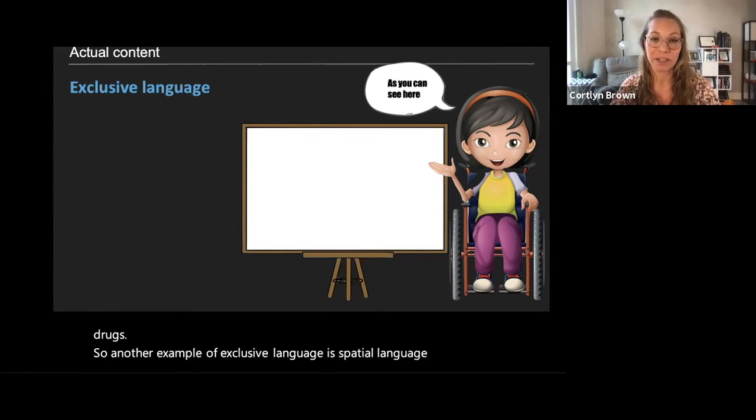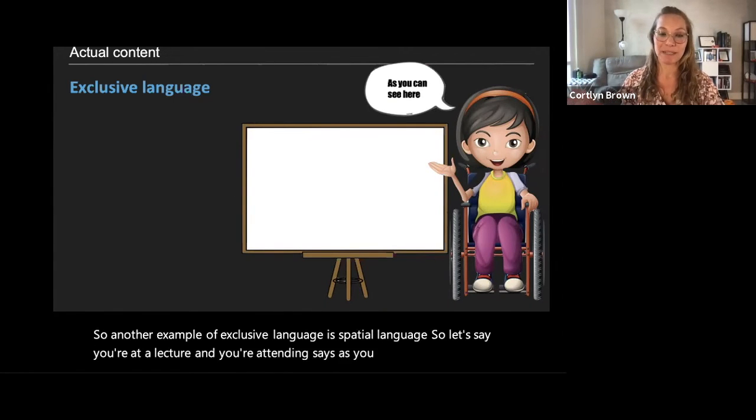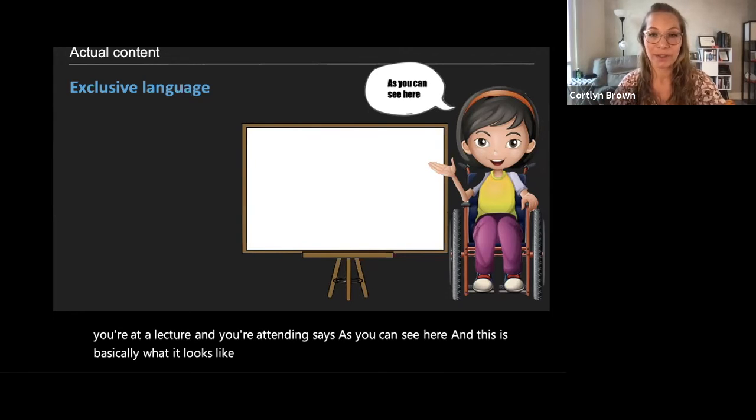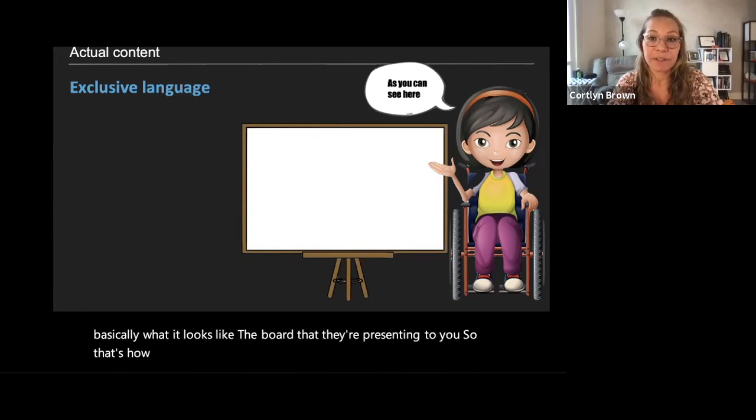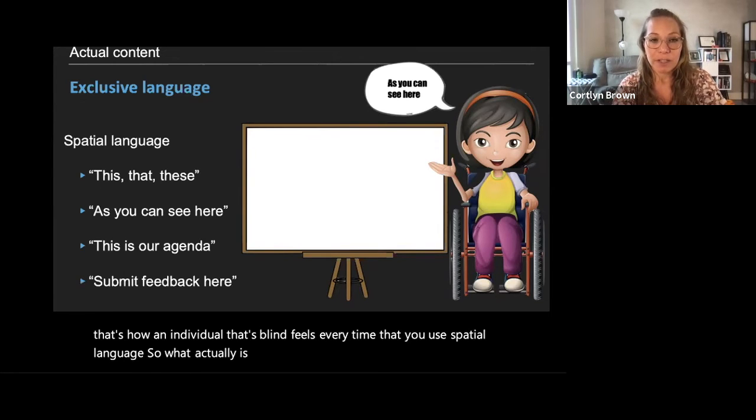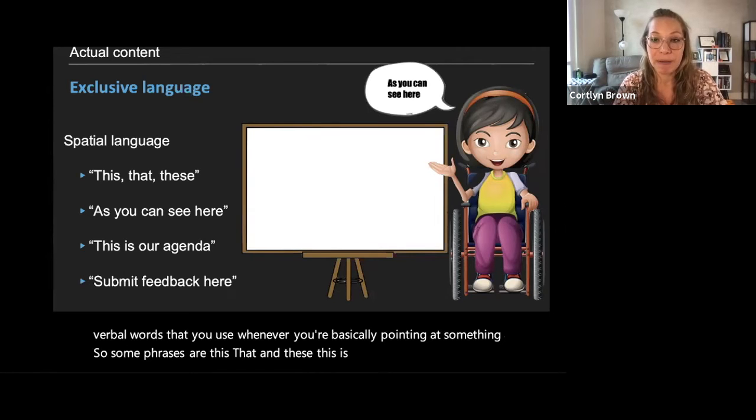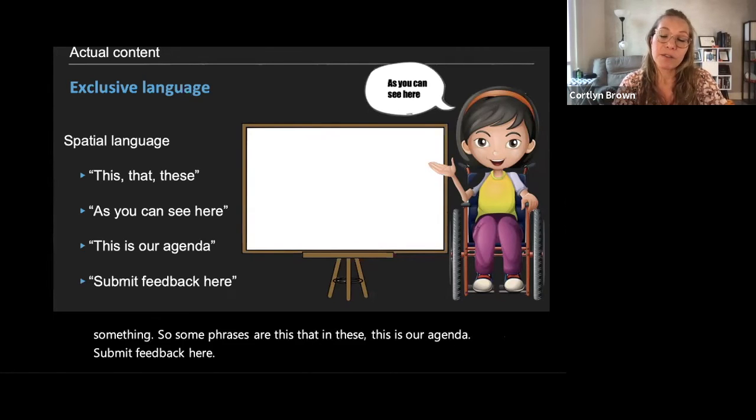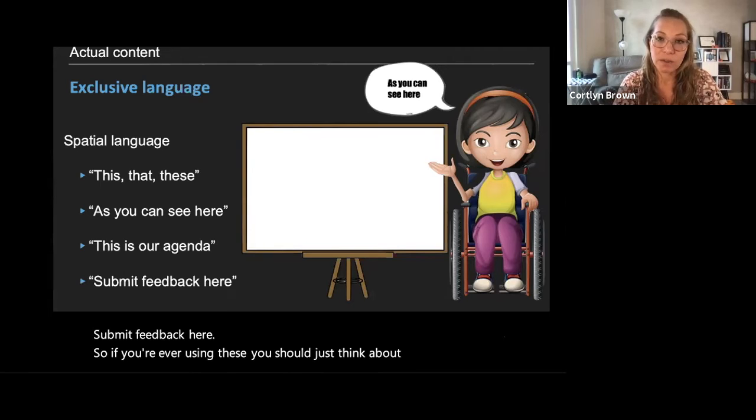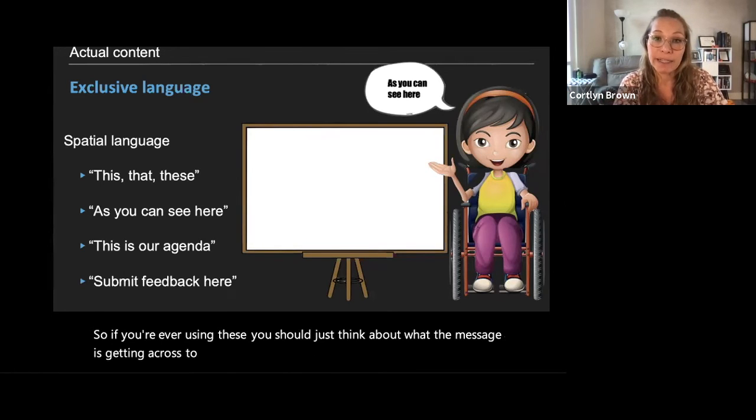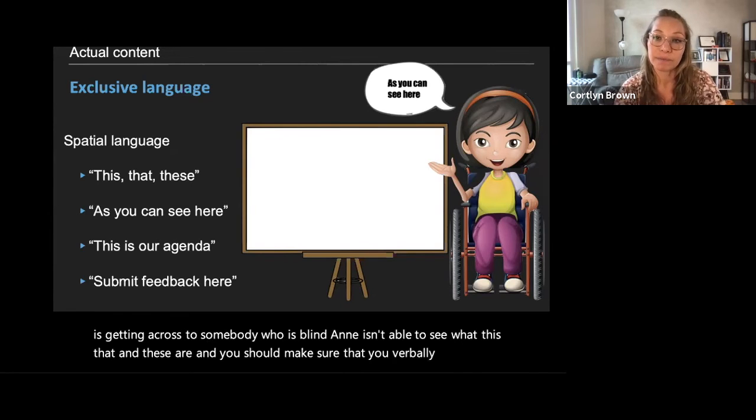So let's say you're at a lecture and your attending says, as you can see here, and this is basically what it looks like, the board that they're presenting to you. So that's how an individual that's blind feels every time that you use spatial language. So what actually is that? Spatial language in its simplest terms is verbal words that you use whenever you're basically pointing at something. So some phrases are this, that, and these. This is our agenda. Submit feedback here. If you're ever using these, you should just think about what the message is getting across to somebody who is blind and isn't able to see what this, that, and these are, and you should make sure that you verbally indicate them as well.